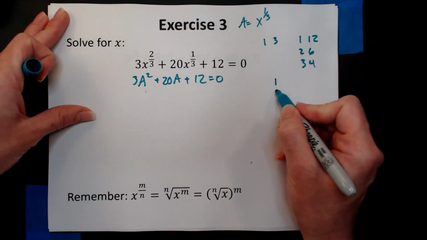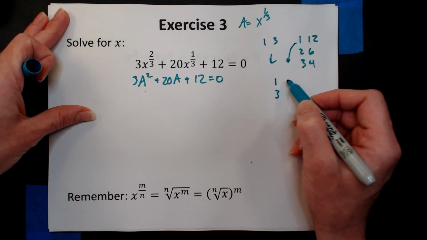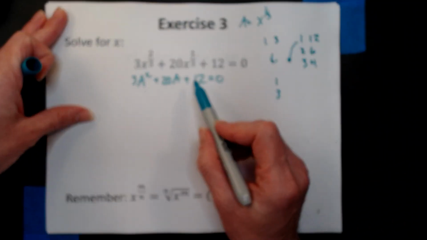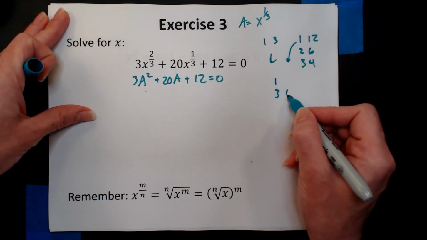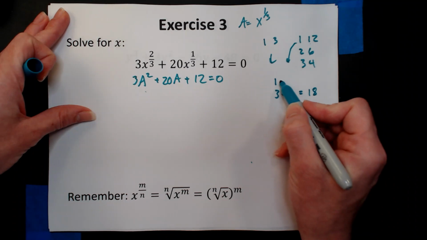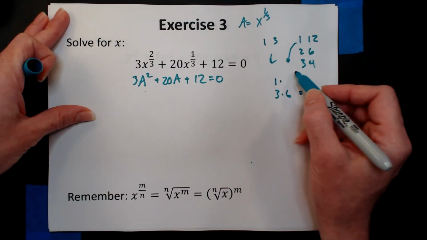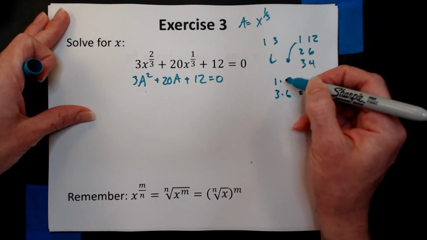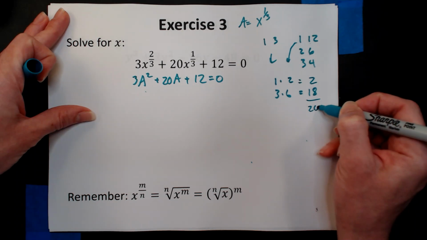So I'm going to have 1 and 3 right here. These are my factors of 3. And then I'm going to put my factors of 12 here, and ask, what would get me close to 20 as a sum? Well, if I had 3 times 6, that would be 18. And if I had 1 times 2, because it's my other factor, these are my factors of 3, these are my factors of 12, and 1 times 2 is 2. You add those together, you get 20.